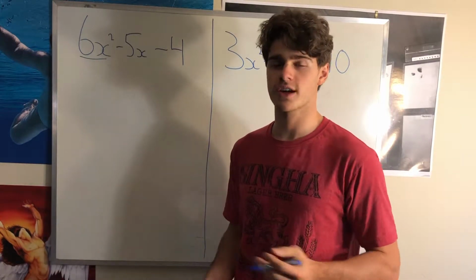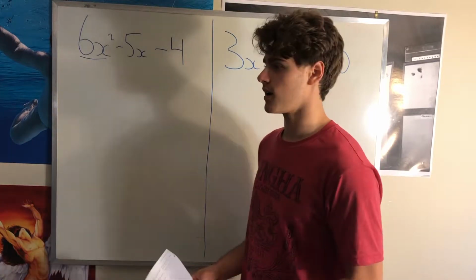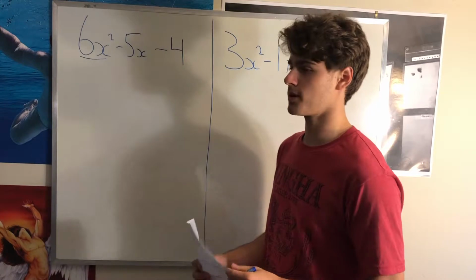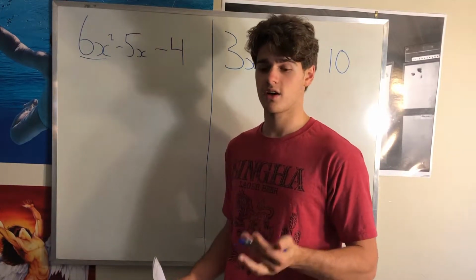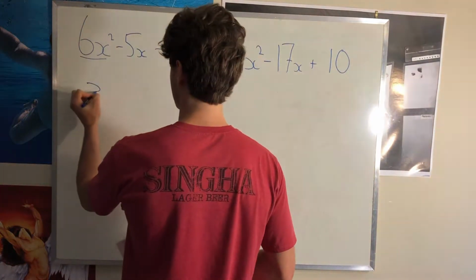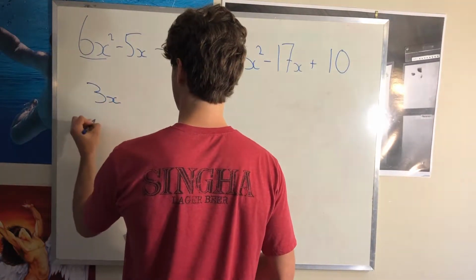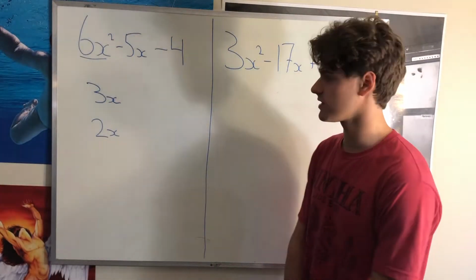And picking the right one just comes with practice, but at the beginning you'll deal with a lot of trial and error, and that's why there's a bit of a learning curve with this one. But for the sake of this example, we're gonna pick 3x and 2x. 3x times 2x equals 6x squared. Okay, and we're just gonna list it like that.